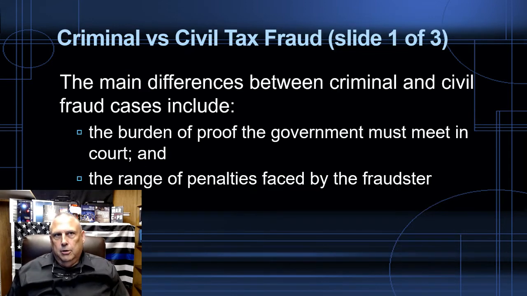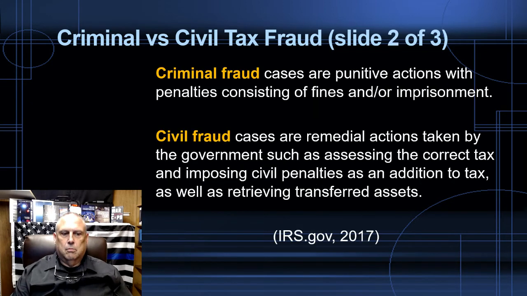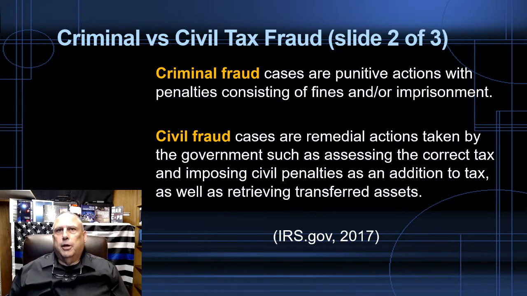The next three slides that we'll look at, we'll cover the topic of criminal versus civil tax fraud. The main differences between criminal and civil tax fraud cases include the burden of proof that the government must meet and the range of penalties that the fraudster will face for violating these crimes. Some of the penalties for criminal and civil fraud, the difference being that criminal fraud cases are punitive. The sanctions can include fines and or imprisonment, whereas civil cases are remedial actions where the IRS will assess the correct tax and impose civil penalties as an addition to the tax, which will be monetary in their use as opposed to time of imprisonment.